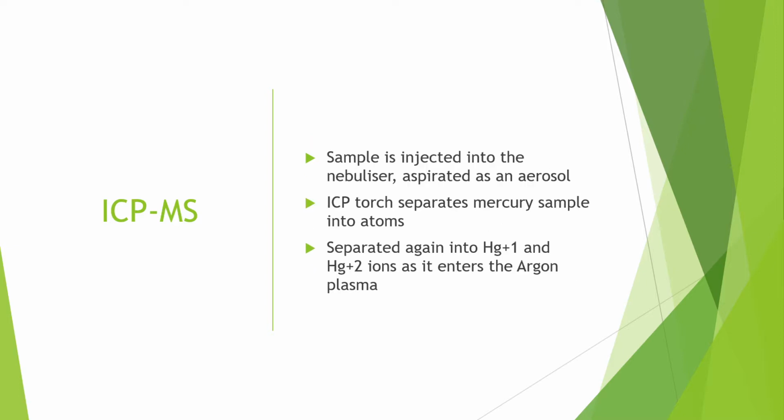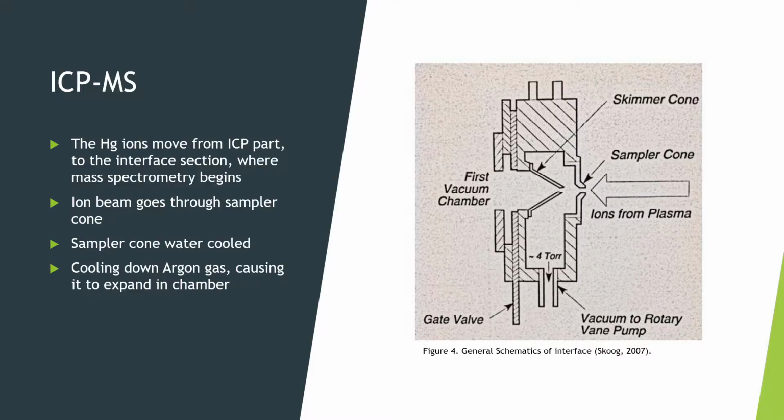Then the sample is injected into the nebulizer and aspirated as an aerosol. Then the ICP torch separates the mercury sample into atoms. They are then separated again into mercury +1 and +2 ions as it enters the argon plasma. The ions then move from the ICP part of the instrument into the interface section, where the mass spectrometry begins.